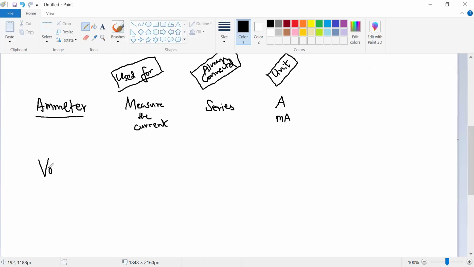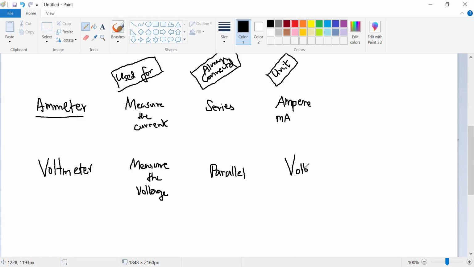Then comes the voltmeter. What do you use it for? To measure the voltage. How do you connect it? Always in parallel. And what is the unit? V. Volt. If you want, you can write the full forms, ampere and volt. Okay? Right?